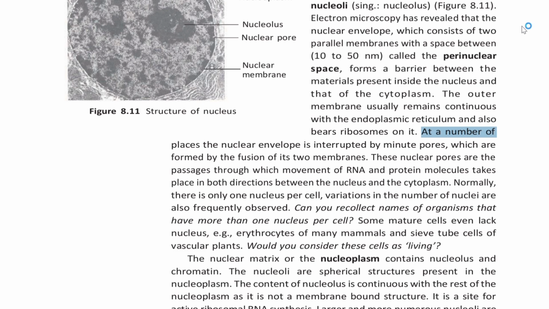Normally, there is only one nucleus per cell. Variations in the number of nuclei are also frequently observed. Can you recollect names of organisms that have more than one nucleus per cell? Some mature cells even lack a nucleus, for example, erythrocytes of many mammals and tube cells of vascular plants. Would you consider these cells as living?